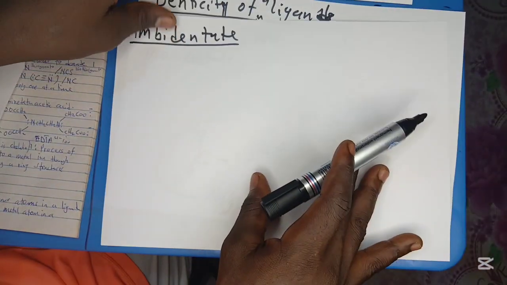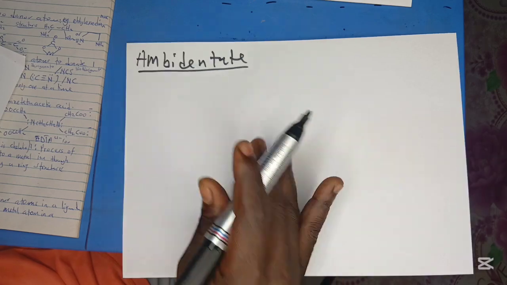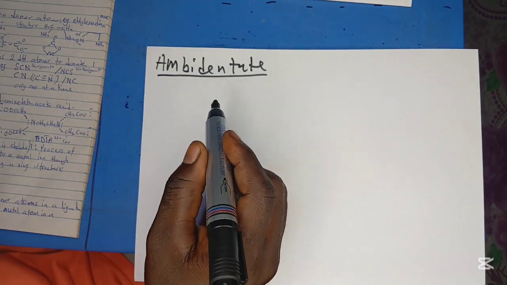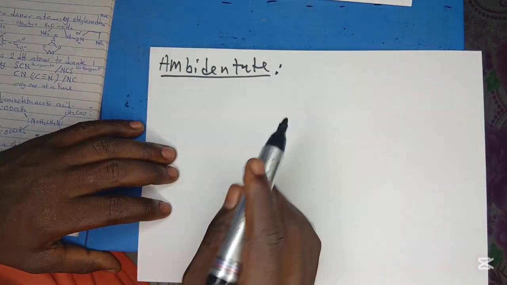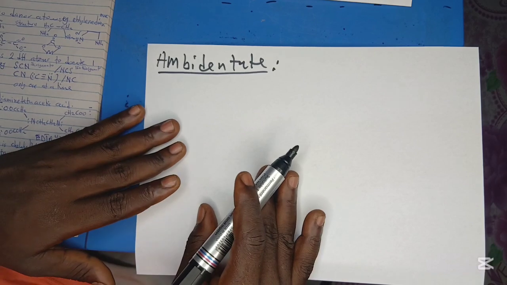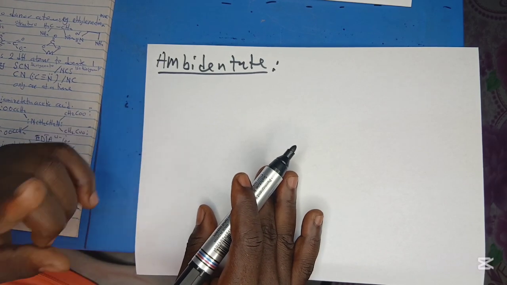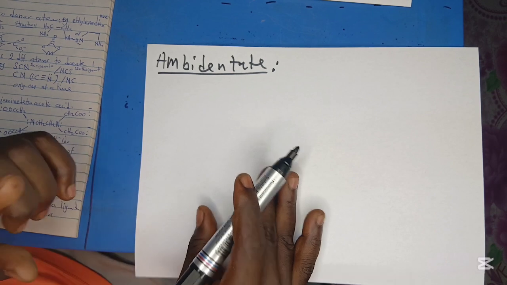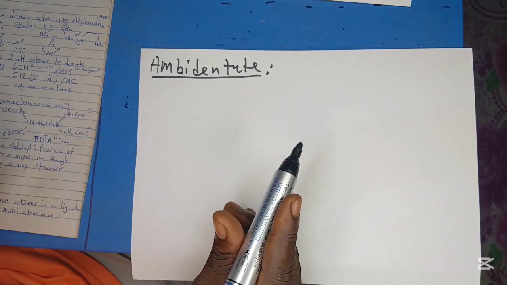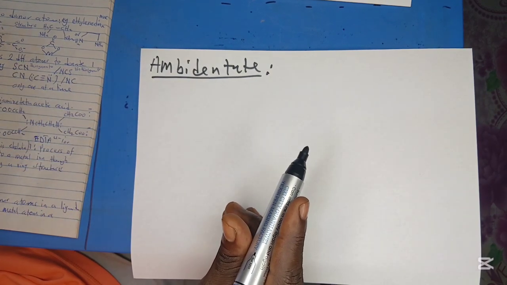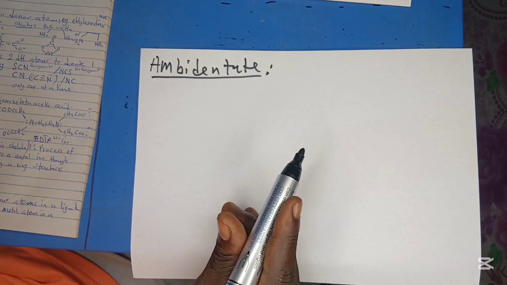What is an ambidentate ligand? Let me list examples of ambidentate ligands. For ambidentate ligands, they have two different atoms that can donate one pair of electrons at a time. Listen to this very carefully. Two different atoms that have lone pairs of electrons. Each of them has a lone pair, but these different atoms can form only one bond at a time with a metal.